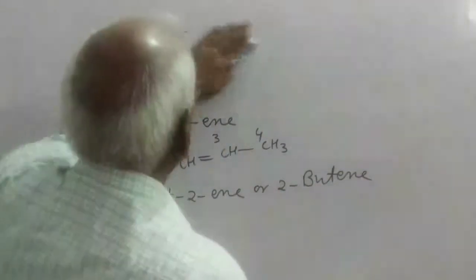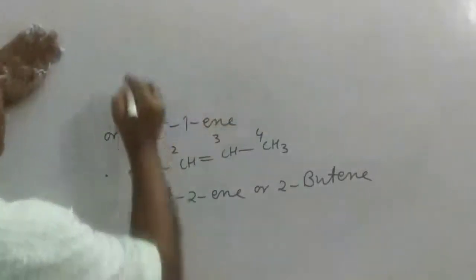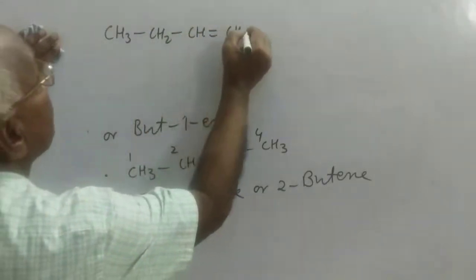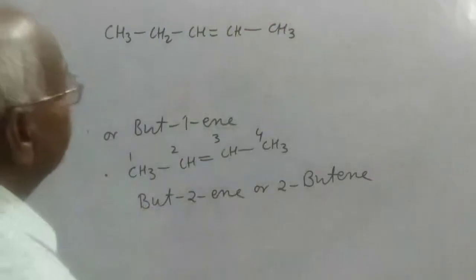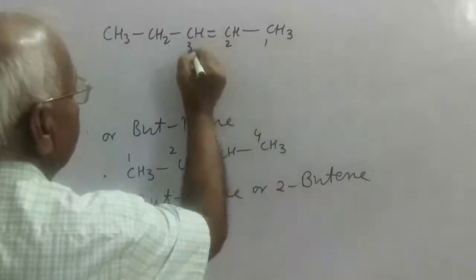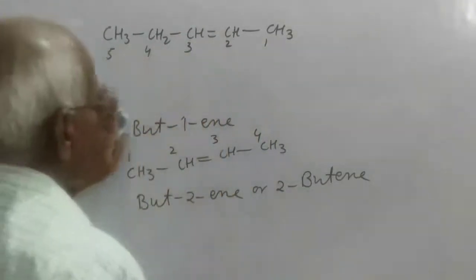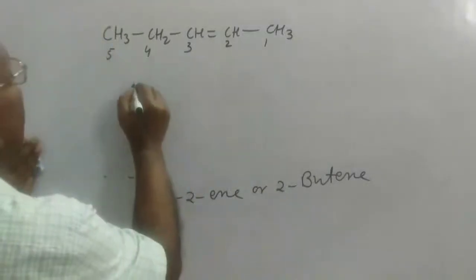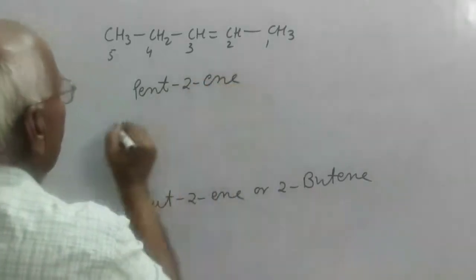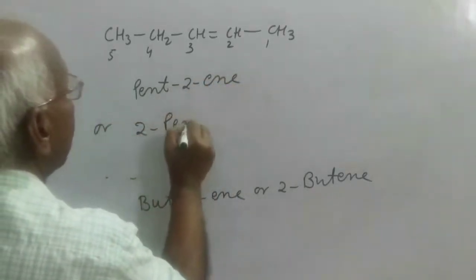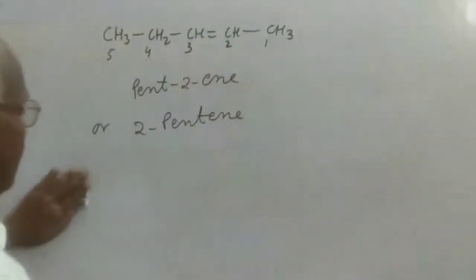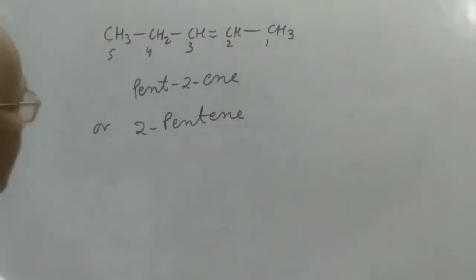Similarly, one more example of this type of compound. If it is a 5-carbon alkene, numbering is given from this side because the position is lowest from this side. So it is 4, 5. Five carbons, so root word is pent. Location of the double bond is 2. So it is 2-pentene. So these are the compounds without any side chain or substituent.